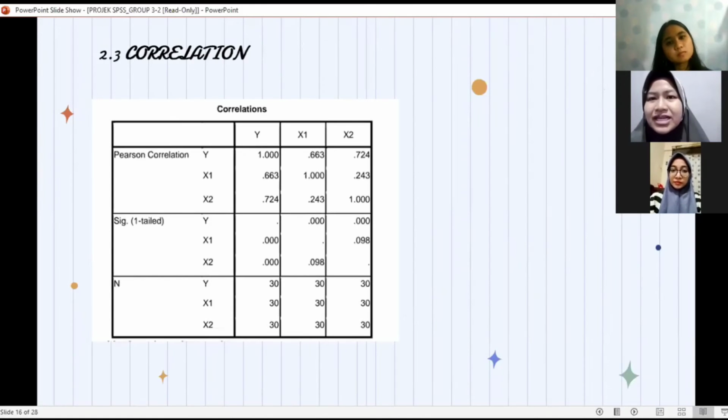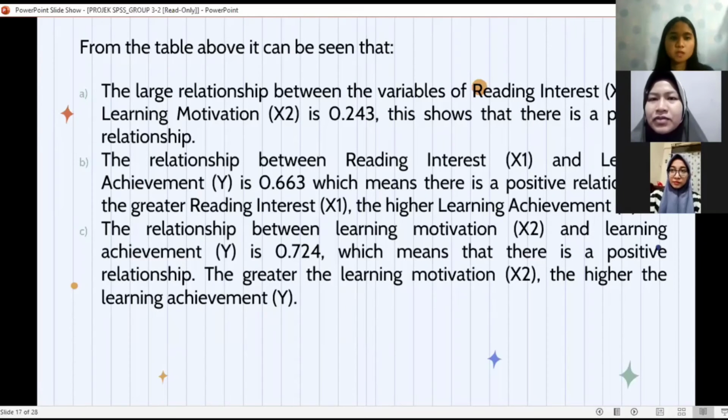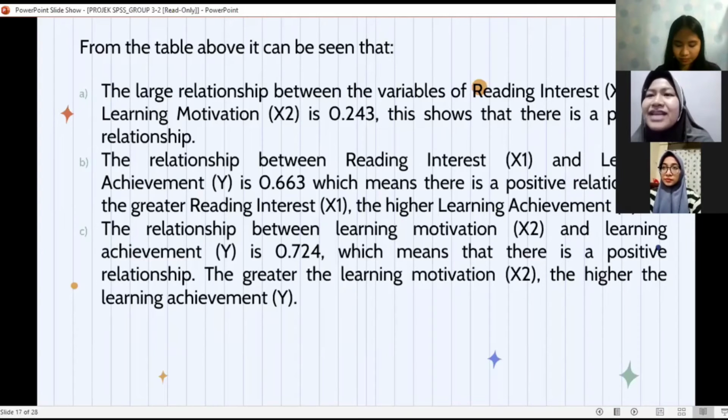This is the correlation that we got before. So from the table before, it can be seen that the relationship between the variable of reading interest X1 and learning motivation X2 is 0.25243. This shows that there is a positive relationship. The relationship between reading interest X1 and learning achievement Y is 0.663, which means there is a positive relationship. The greater reading interest X1, the higher learning achievement Y.